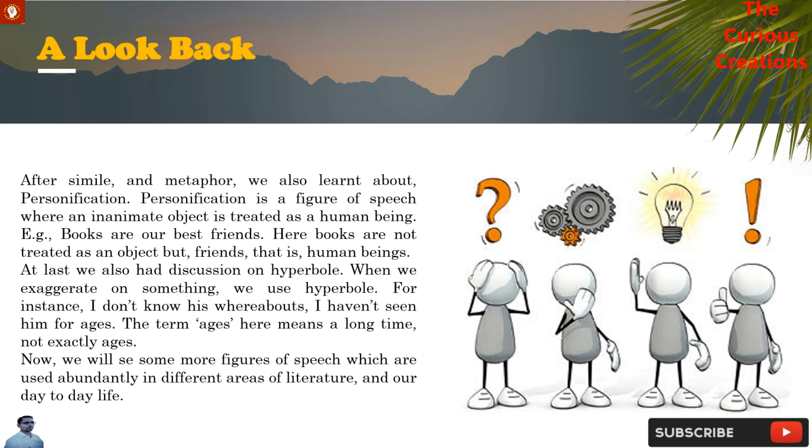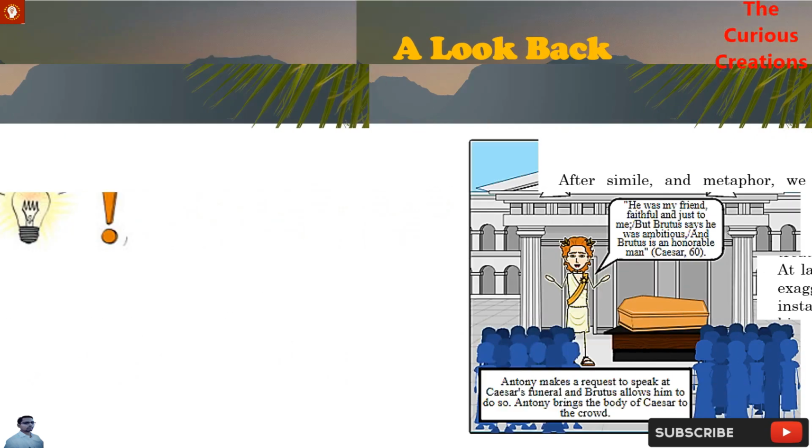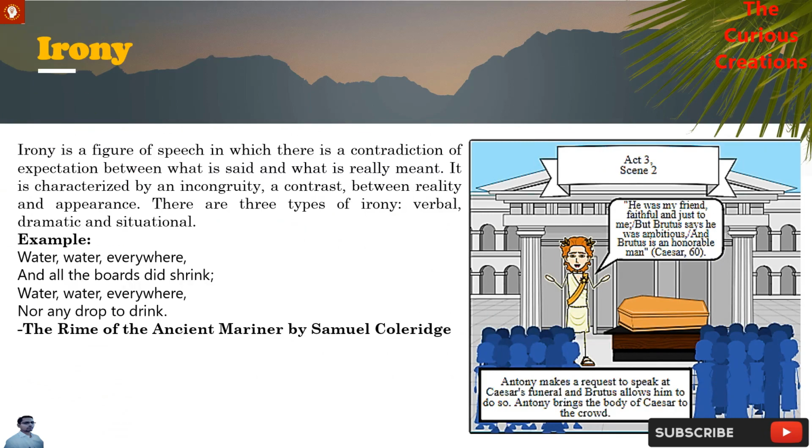Now we will see some more figures of speech which are abundantly used in different areas of literature and our day-to-day life. Today we will first do irony. Irony is a figure of speech in which there is a contradiction of expectation between what is said and what is really meant. It is characterized by an incongruity, a contrast between reality and appearance. There are three types of irony: verbal, dramatic, and situational.